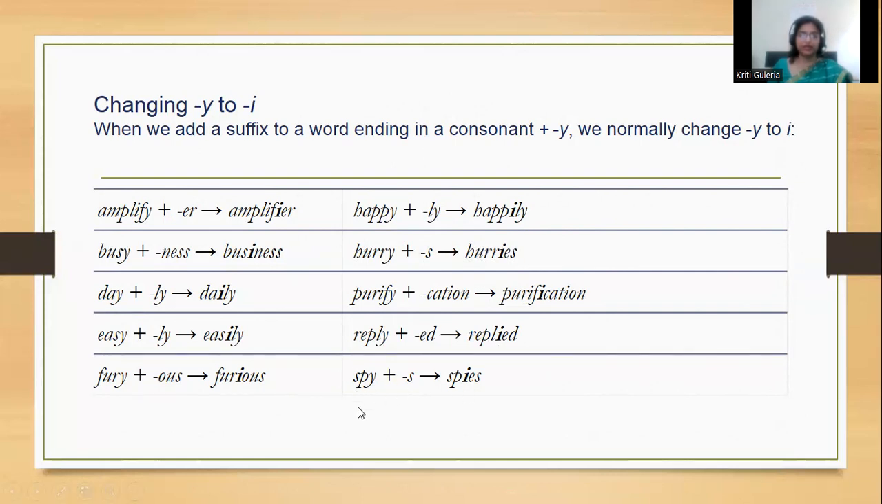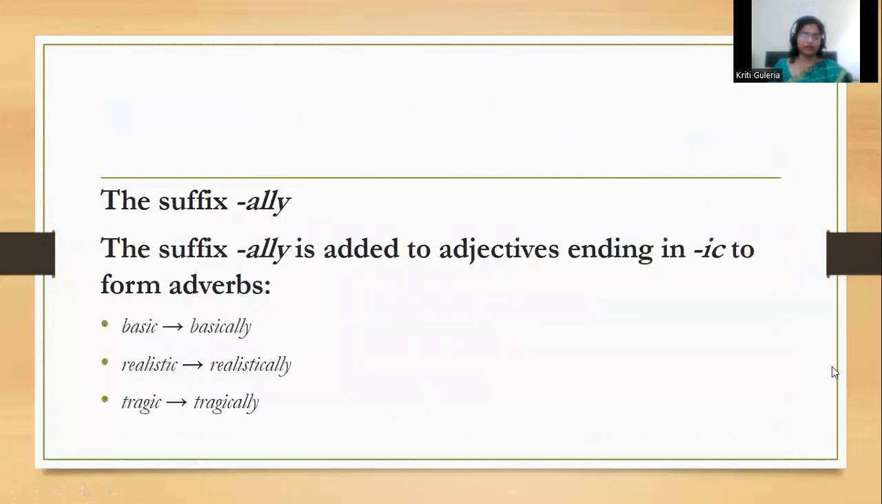So you can see that when we add a suffix to a word ending in a consonant plus Y, we normally change it to I. Okay. So after I, again, we have to add a suffix which gives it a meaning. So this is another rule of adding suffixes.